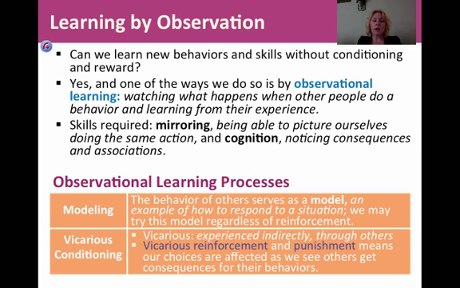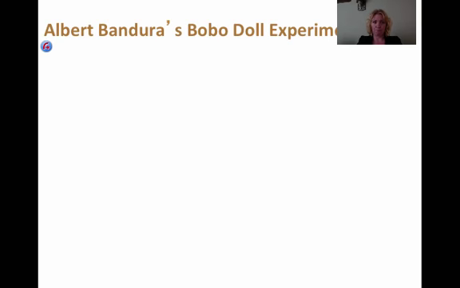The other one is vicarious conditioning. Our definition of vicarious is experienced indirectly through others. So vicarious reinforcement and punishment means that our choices are affected as we see others get consequences for their behaviors. We watch other people be conditioned, and because of the reinforcement or the punishment that they receive, it starts to guide our behaviors as well.